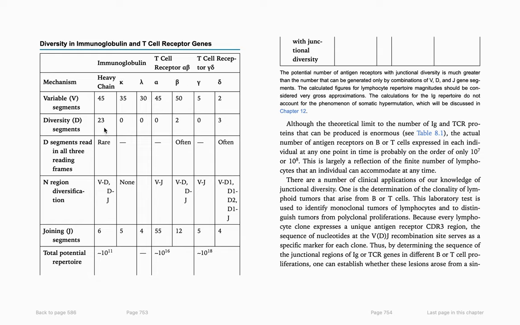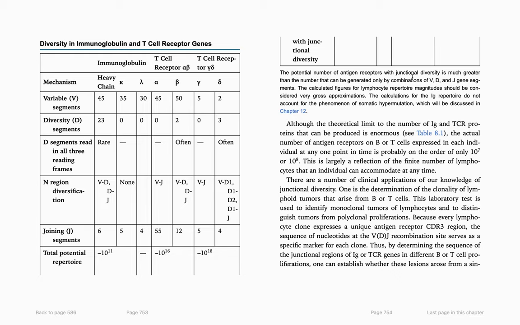So the diversity for the heavy chain is 45 for the variable region, for kappa is 35, for lambda is 30. In T cell, the alpha is 45, the beta is 50. In gamma delta, gamma is 5, delta is 2. So you continue looking at this, you'll find that to find the diversity, you have to multiply.